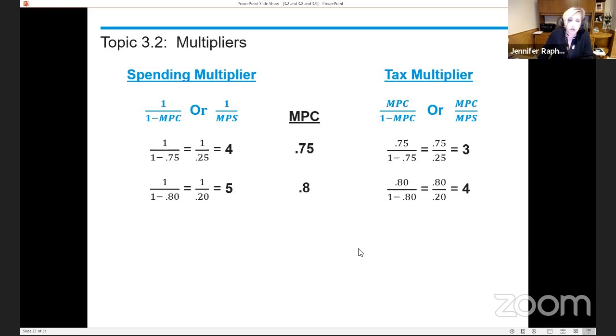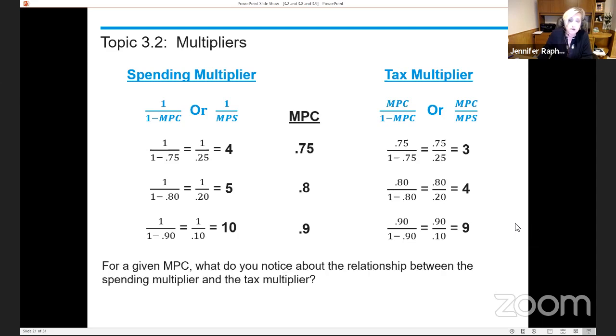The last one we're going to look at is 0.9. If the marginal propensity to consume is 90%, then the spending multiplier is equal to 10, right? Because 1 over MPS is equal to 1 divided by 1/10, which is 10. And then over here, the tax multiplier would be 0.9 divided by 0.1, which equals 9.